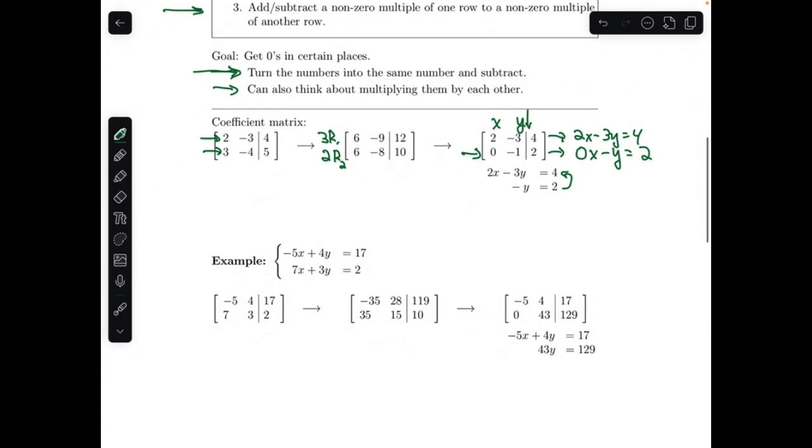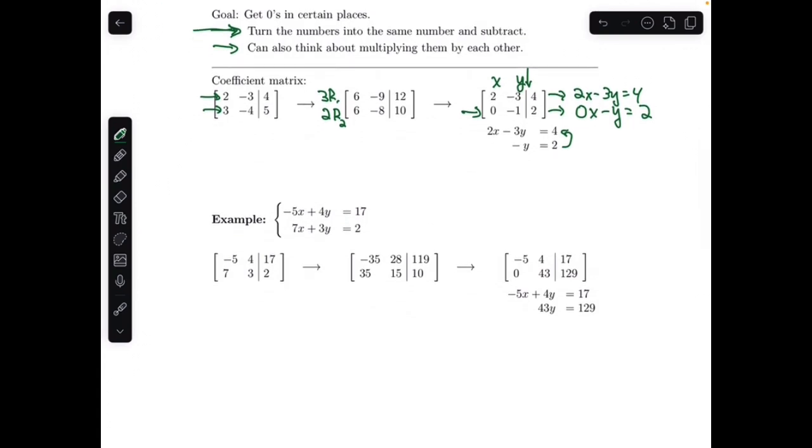So let's look at this next example. We've got this system of equations, and we take the coefficients out of there, and we get the coefficient matrix. I want to point out that you need to make sure that you keep the negatives with any of the numbers. So we got this negative 5 here, that's important. So we want a 0 where the 7 is, and we're going to use the 5 and the 7 to get that 0. If you think about turning those into the same number, 5 and 7 can both be turned into 35 by multiplying them by each other. So we're going to multiply the 7 by the 5 and the 5 by the 7.